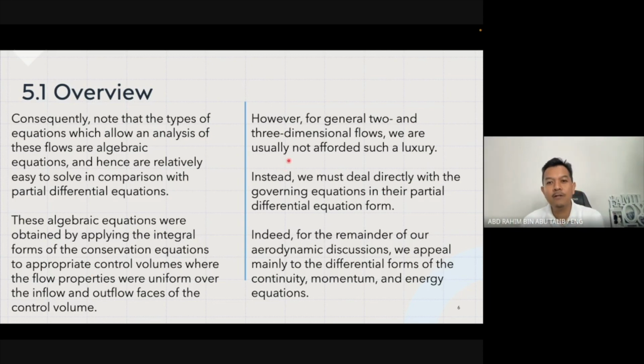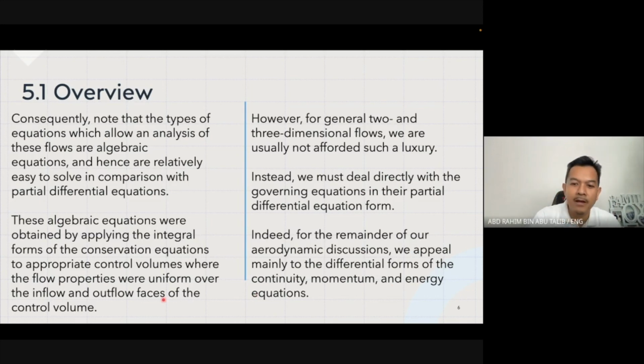However, for general two- or three-dimensional flows, we are usually not afforded such a luxury. Instead, we must deal directly with the governing equations in their partial differential equation form. Indeed, for the remainder of our aerodynamic discussions, in the topics that we are going to cover today as well as in the following weeks, we will appeal mainly to the differential forms of the continuity equation, momentum equation, as well as the energy equation.